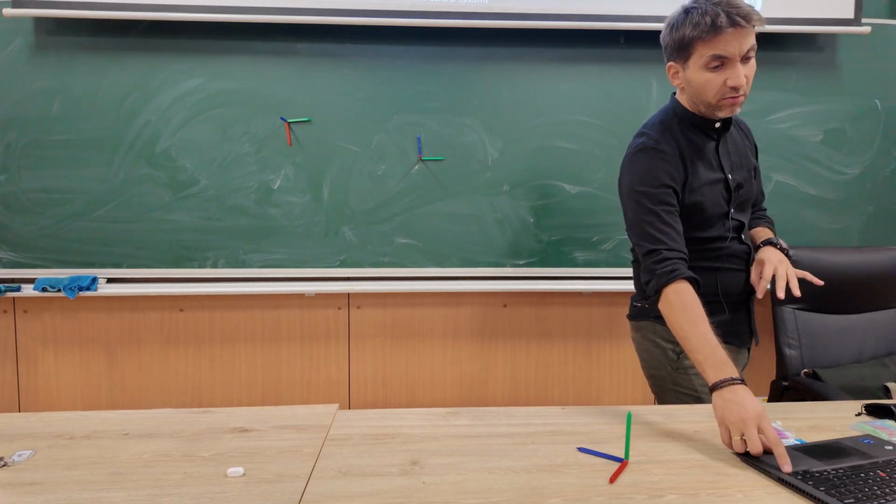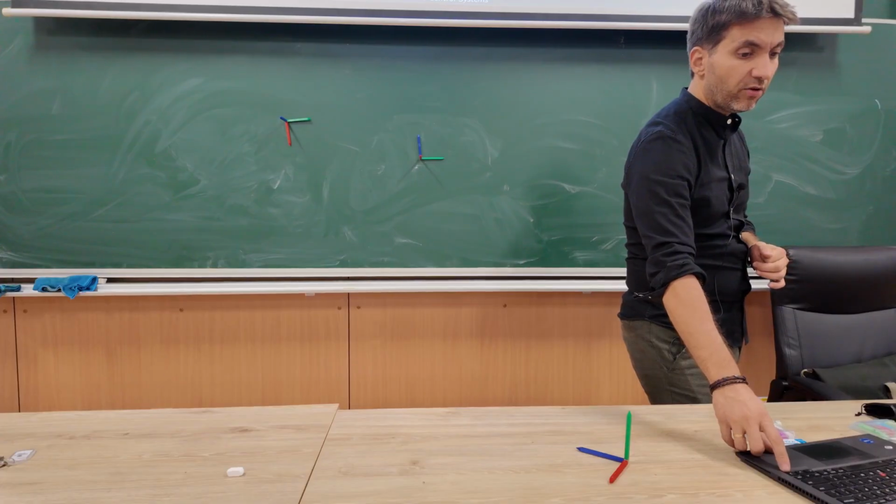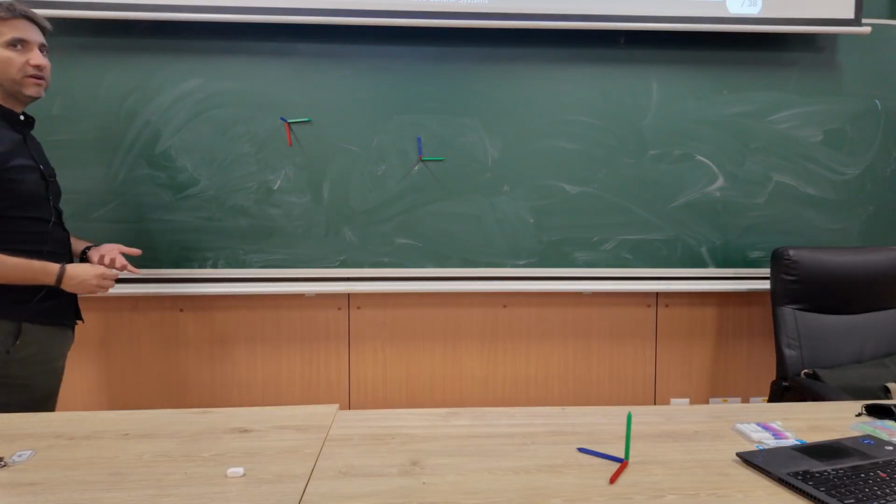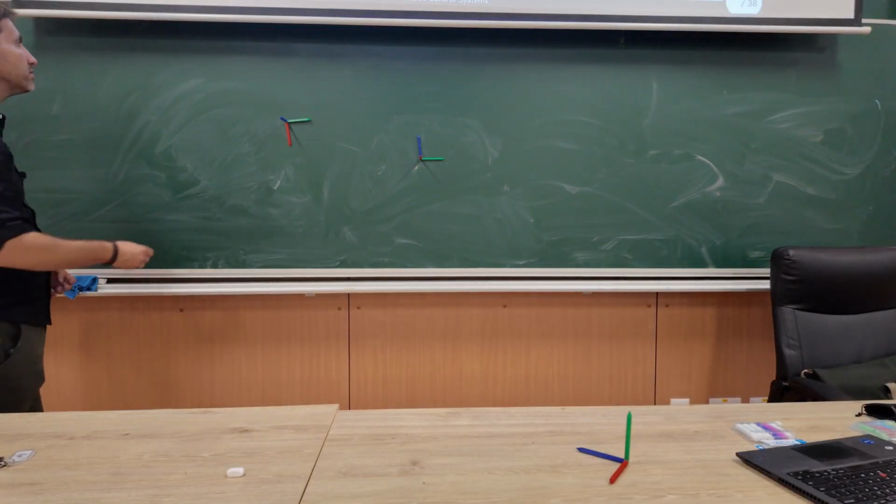An even more weird way of explaining orientations is using a thing called quaternions. Anybody ever heard about quaternions? I see people nodding. What's your experience with quaternions? So quaternions is basically a number system similar to complex numbers. It is basically expanding the complex numbers, complex numbers being a combination of real and imaginary numbers, right?